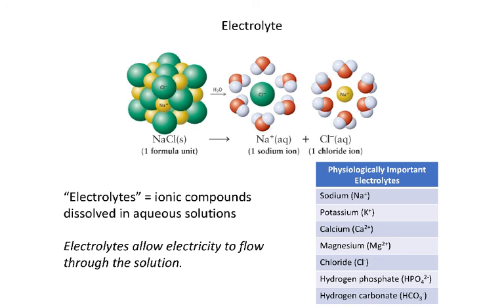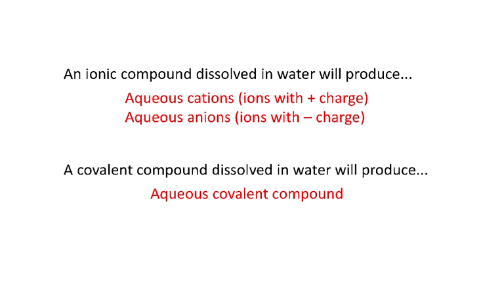Because even an ionic compound is just physically brought together next to each other due to the charges. But a covalent compound, when it dissolves in water, stays as the same covalent compound. It's just now surrounded by water, which we say is aqueous, right? So a little bit of a summary, a distinction between ionic and covalent compounds when they dissolve. An ionic compound will produce aqueous cations and aqueous anions when dissolved, but a covalent compound dissolved in water just produces an aqueous covalent compound.